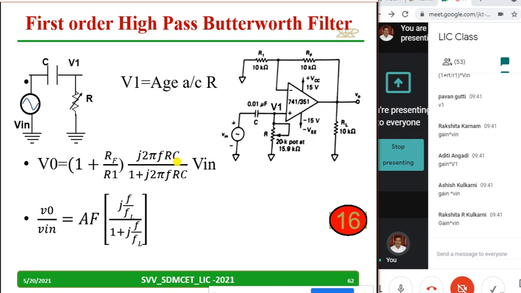Because in the previous circuits we used to give Vin directly to the non-inverting terminal. That's the reason we used to write 1 plus RF by R1 into Vin. But I am not giving Vin directly to the non-inverting terminal. Some circuit is there, so I have to see the voltage at the non-inverting terminal, then multiply by the gain to get the output.